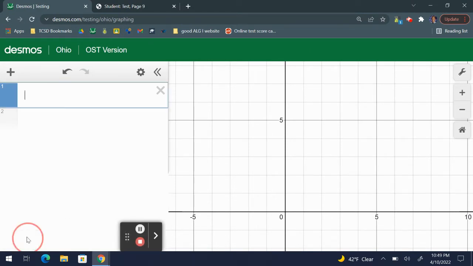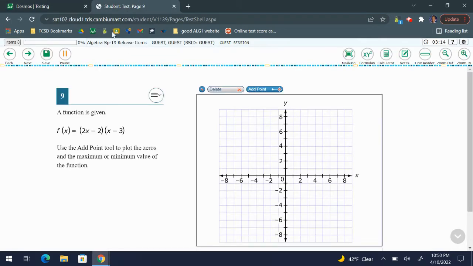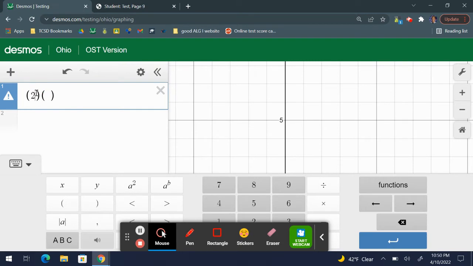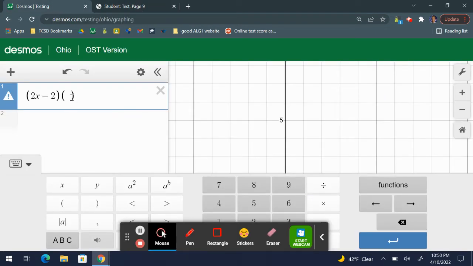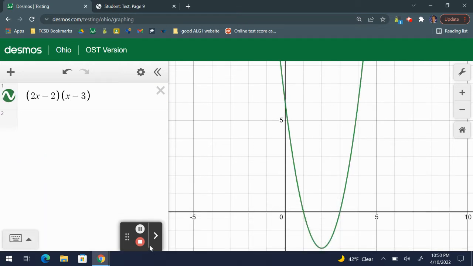Okay, thank you. So we have our set of parentheses here, and then our other set of parentheses. Let's just look at that question. It's 2x minus 2, x minus 3, so 2x minus 2. And then we have x minus 3 right here. Let's get this out of the way.